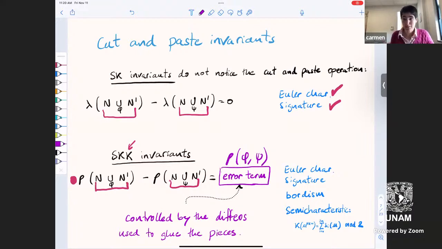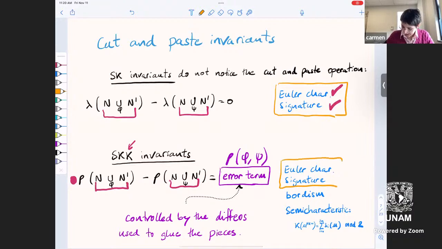And by allowing this flexibility, we get a lot more invariants. Obviously the error term could happen to be 0, and then you would be back to the original cut and paste invariants. So essentially the original cut and paste invariants are still going to be SKK invariants. That's when your error term happens to be 0. But you do get a lot more. You also get bordism, which is a cut and paste invariant and a very interesting invariant as well. The Kervaire semi-characteristic is also an SKK invariant.